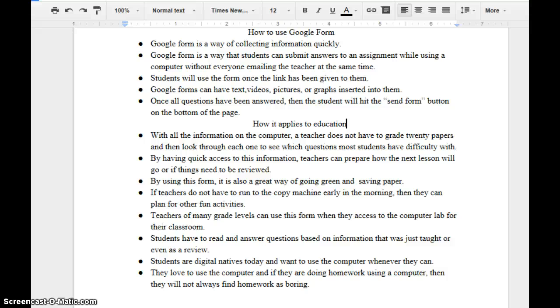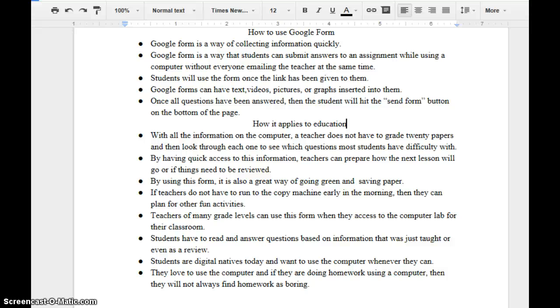Also, another benefit of using this technology is that you do not have to carry around all this paperwork. It is all on the computer. And the nice thing is that students want to use the computer. That's all they are thinking about when they are in class. They just want to go home and play computer games. They don't want to do homework. But now that they can do their homework while on the computer, it might change their tune just a little.